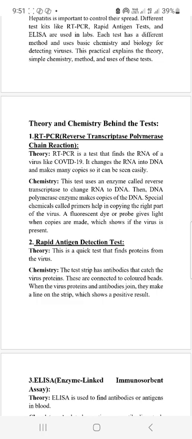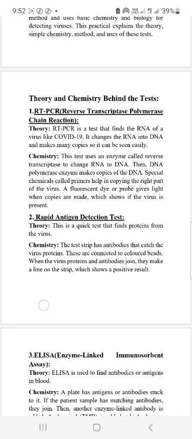Just like a proof, light acts as a proof that shows that our virus is present. This was the first test, RT-PCR, and we have seen the theory and the chemistry. The main thing is that you have to change RNA into DNA by using different enzymes, and then you have to make the copies of that DNA.